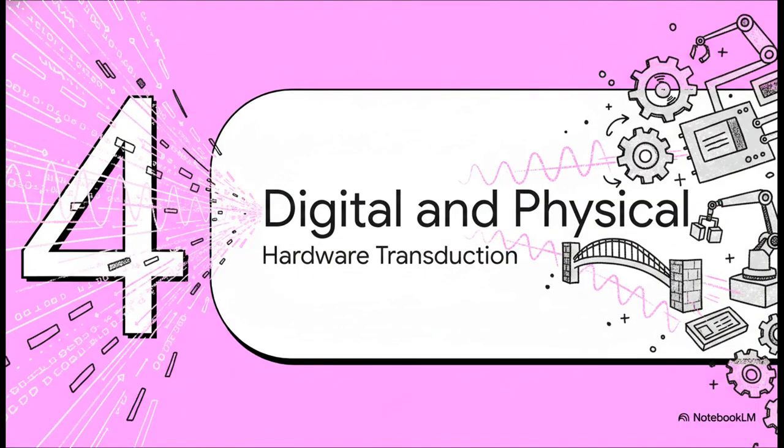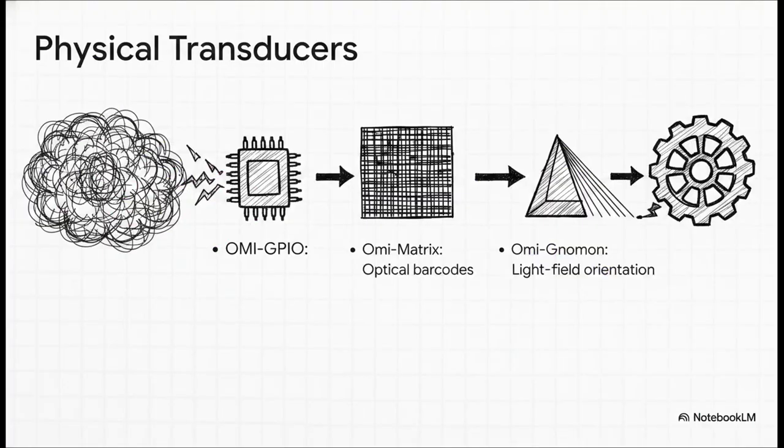Which brings us to Section 4, Bridging Digital and Physical. Hardware developers, listen up, because these are your new tools to bridge the divide. OMI GPO acts as the transliteration layer. It actually turns physical voltage directly into protocol agreement. It lets a cheap microcontroller read a sensor, verify an OMI frame, and take action. Then you have OMI Matrix, which uses barcodes as optical memory surfaces, and OMI Gnomon, which uses light fields to synchronize orientation. You are literally turning symbolic logic into physical pulses without ever losing a drop of structural integrity.